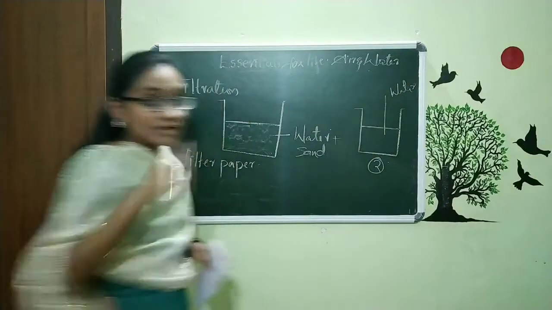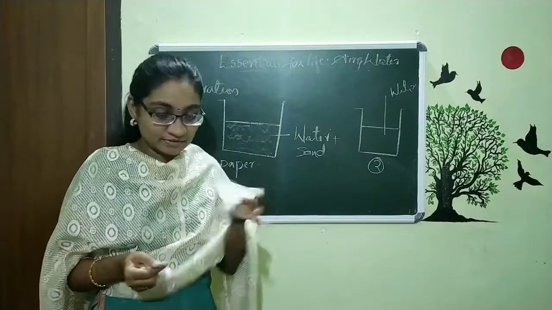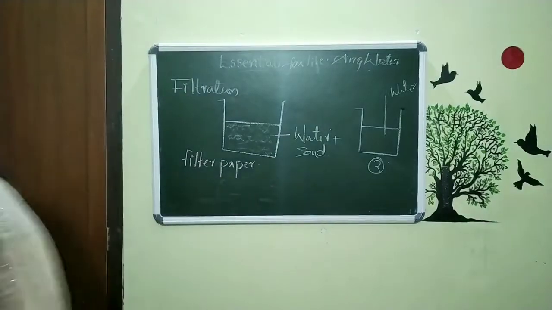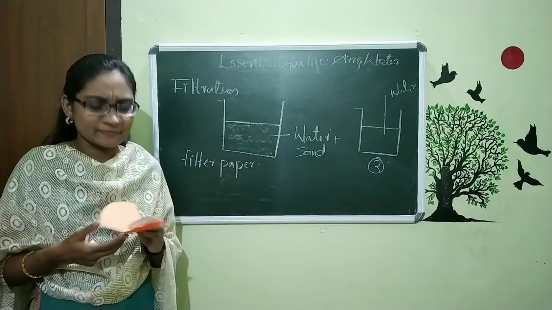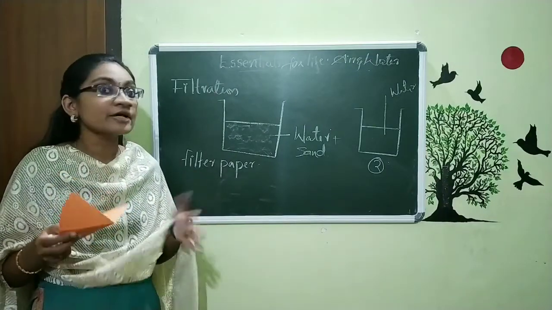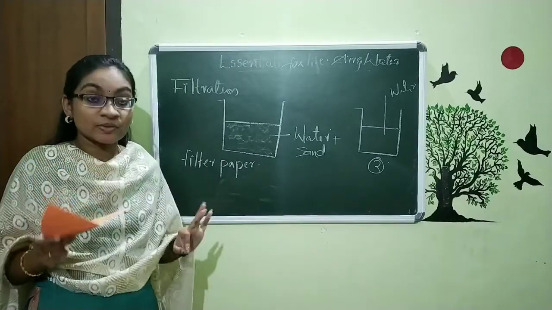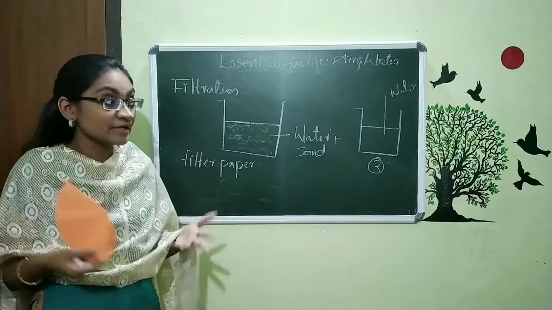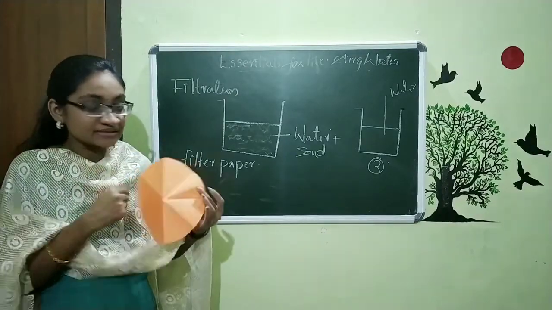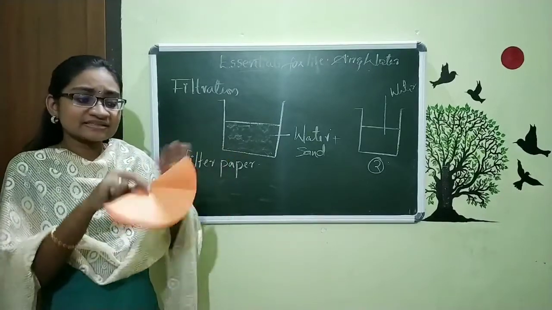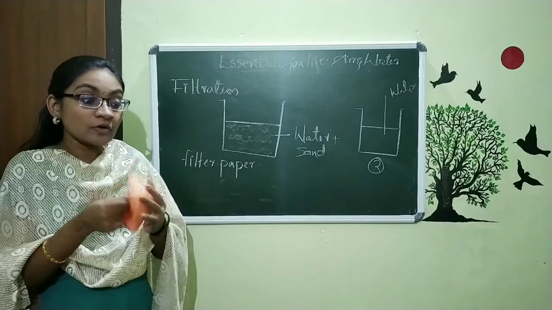For that, I want one funnel. This is our funnel. And I want one filter paper. Actually this is not filter paper, this is normal color paper. I am just showing you how we use the filter paper. Now in my hand there is no filter paper. We are showing what happens with the filter paper. We take the filter paper, cut it in the shape of a circle, and then fold it like this. Then we make a cone using this filter paper.